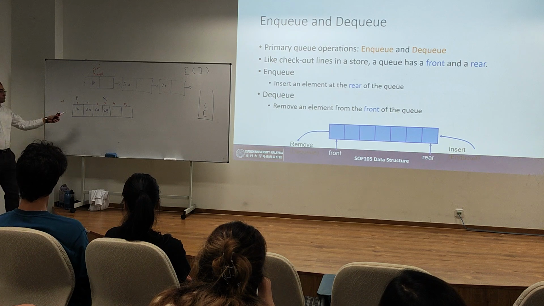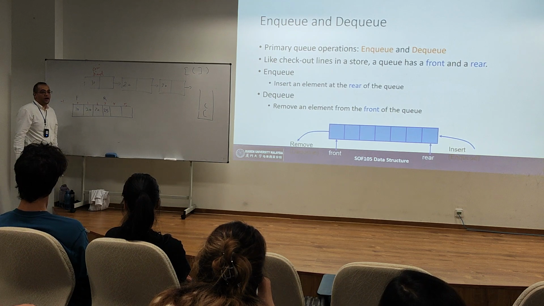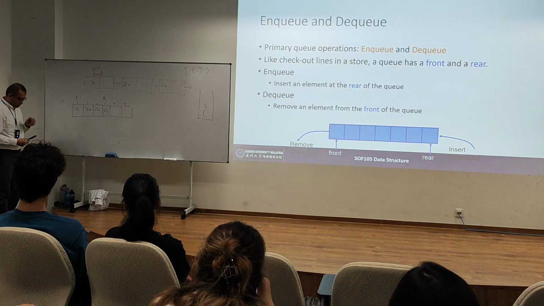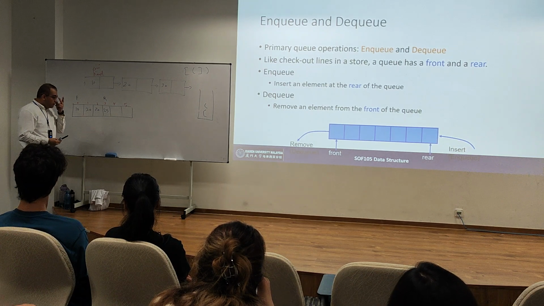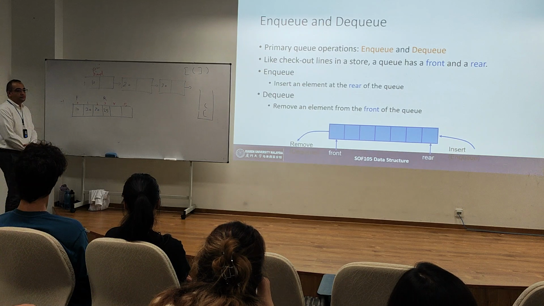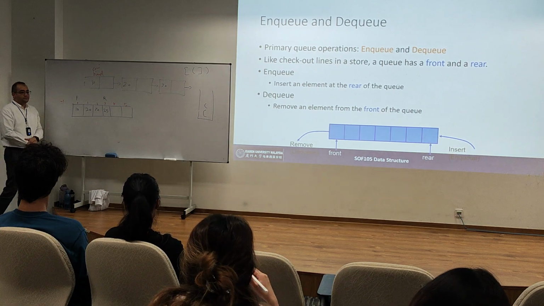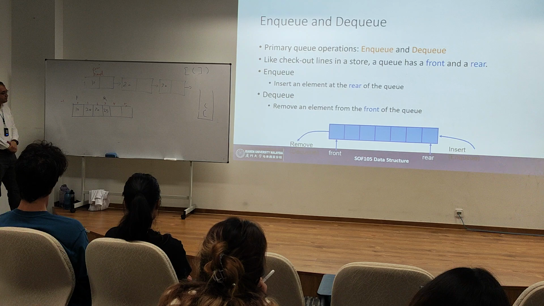Which one is front? 10. Which one is rear? 25. Right? Okay or not? This is what, in Q or DQ, I'm doing? In Q. How do you do DQ? In DQ, I remove from where? I remove 10. What should I do? How to remove 10?